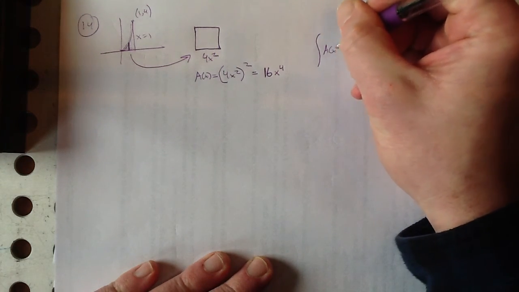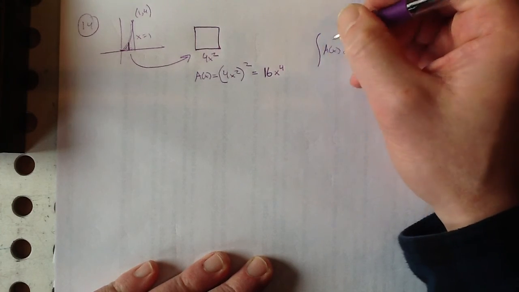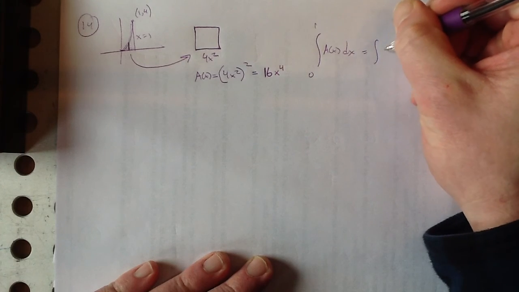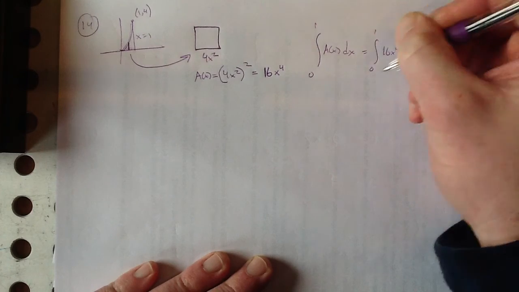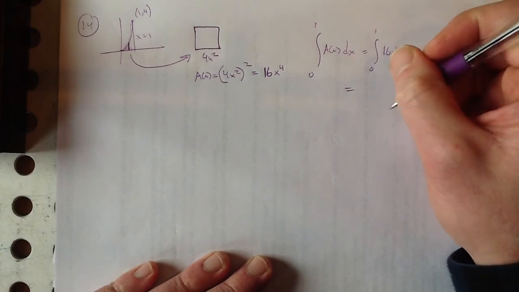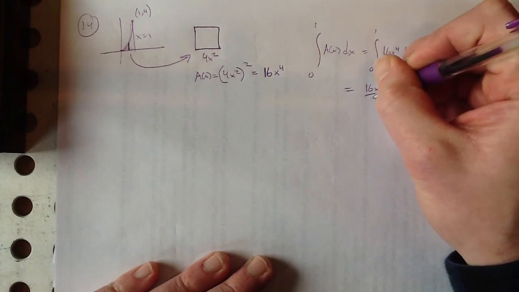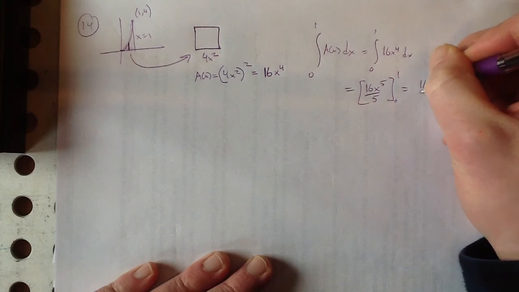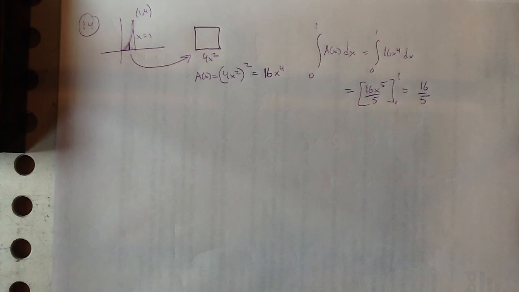So we're just taking the integral of the area, which is, let's see, from 0 to 1, that's 16x to the 4th. From 0 to 1, antiderivative of 16x to the 4th is 16x to the 5th over 5. From 0 to 1, and that just gives us 16/5, which is D. So watch out for answer choice B.